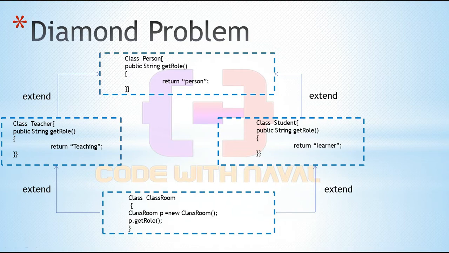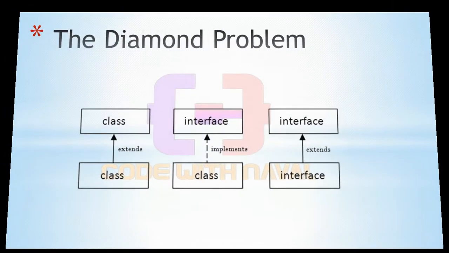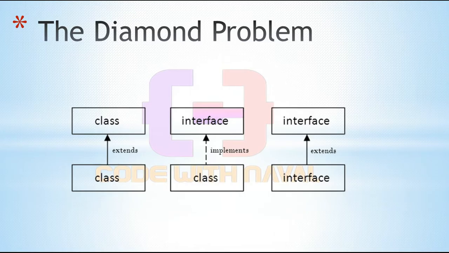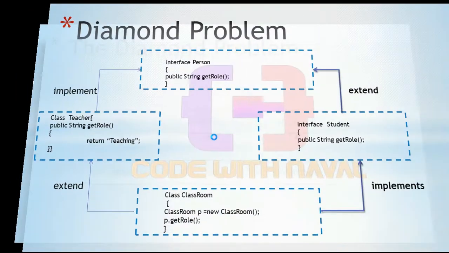So now we understand what the diamond problem is. Let's see how we can solve it. Before that, we have to understand this concept. If you have a child class, then it can extend only a parent class. If you have a child class, then it can also implement a parent interface. If you have an interface, then an interface can only have interface parents. An interface cannot have a class parent. A class can have either a class parent or an interface parent. Let's remember this.